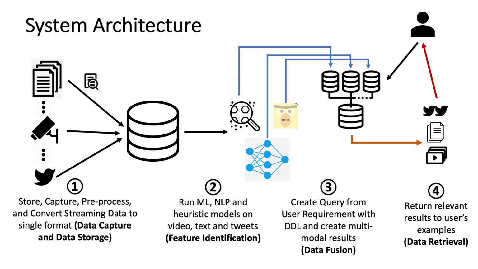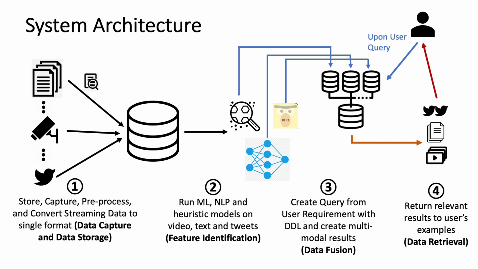Find Them has a four-stage architecture. First, it takes all incoming and streaming data, converts it into a singular format for each modality, applies pre-processing, and stores them in our database. We call this module data capture and storage. Then we apply machine learning, natural language processing and heuristic-based models on the clean data.